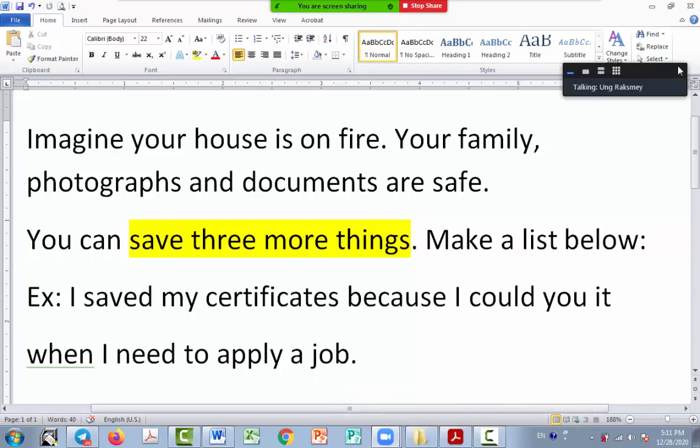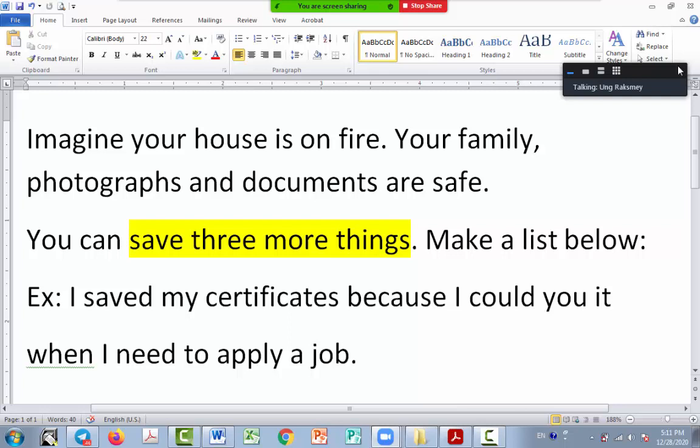Imagine your house is on fire, okay? And your family, photographs and documents are safe. You can imagine that you can save only three more things. You can make your own list and just give reasons why those three things are very important to you. That's why you need to save them.